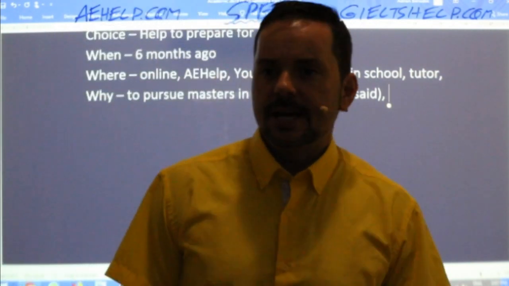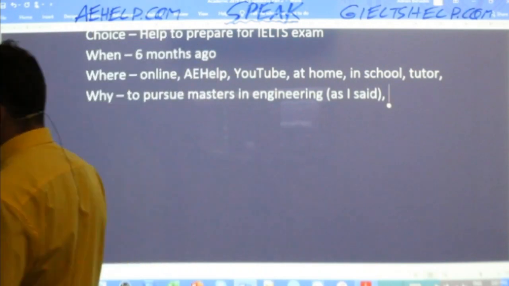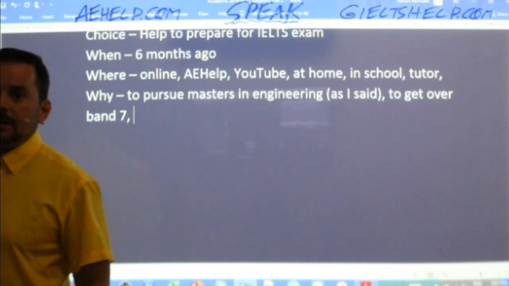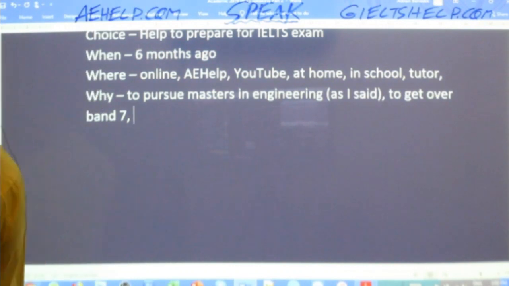So Kisi says to get over band 7, yeah, using quantitative information is always a good idea to get over band 7. Yeah, sure. It's challenging, right?